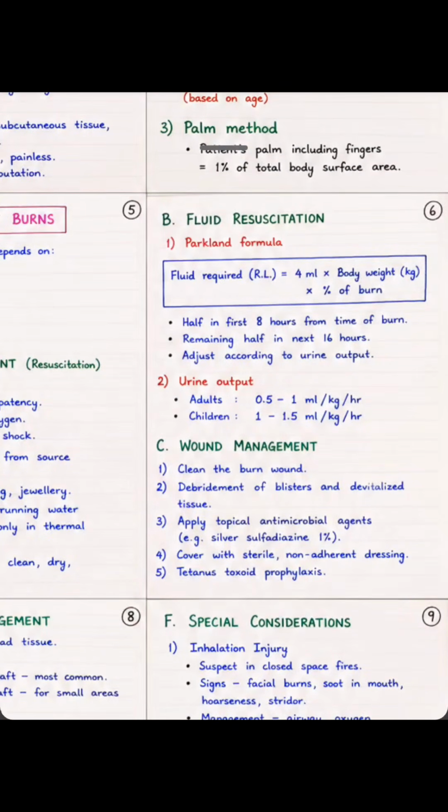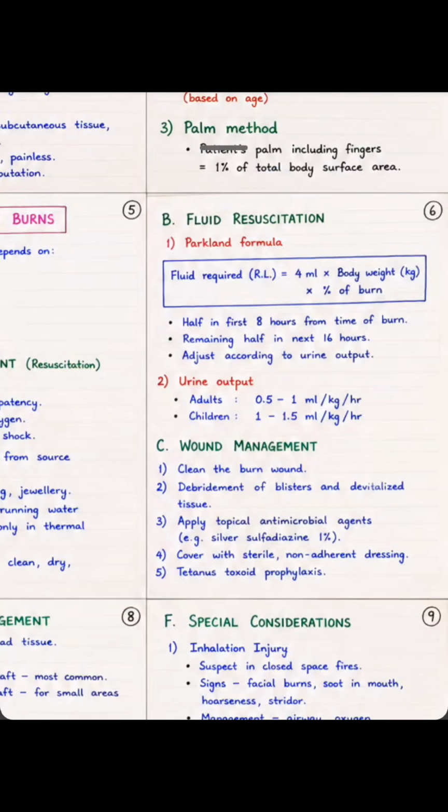Apply topical antimicrobial agent, for example silver sulfadiazine 1%. Cover with sterile non-adherent dressing. This protects the wound. Fifth is tetanus prophylaxis, and tetanus prophylaxis must not be forgotten, okay, don't forget it. So what is the easy sequence of wound management? Clean, debride, antimicrobial, dressing, and then tetanus.